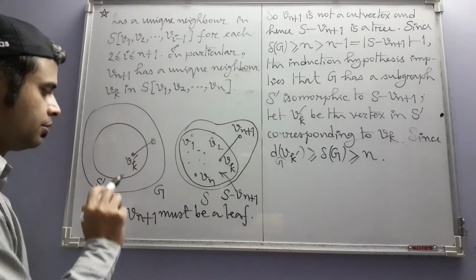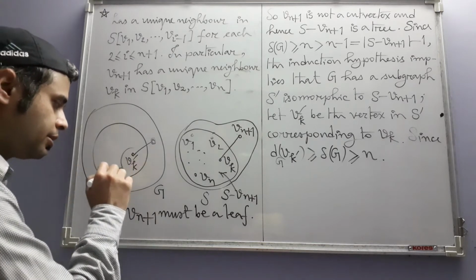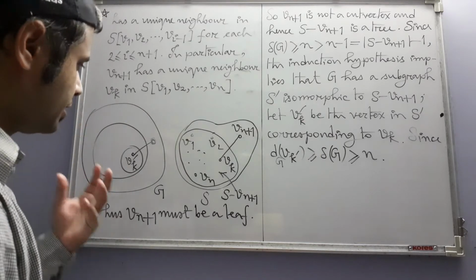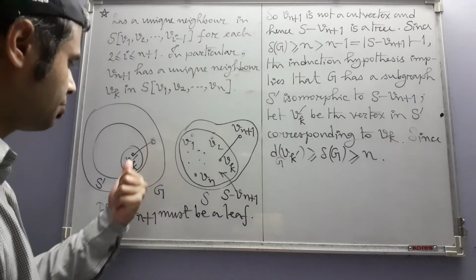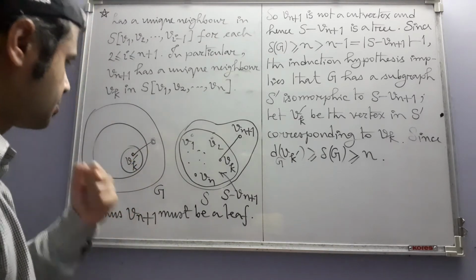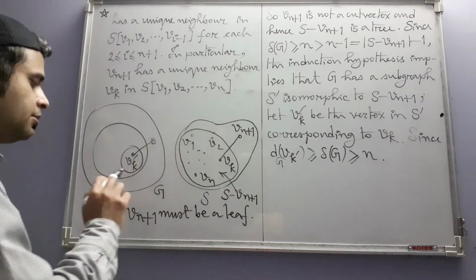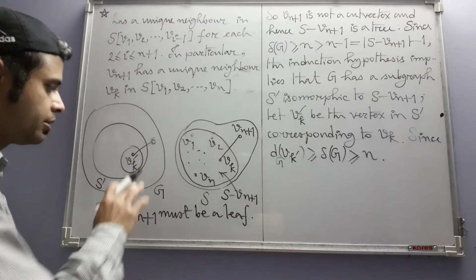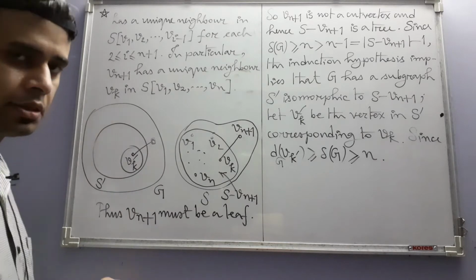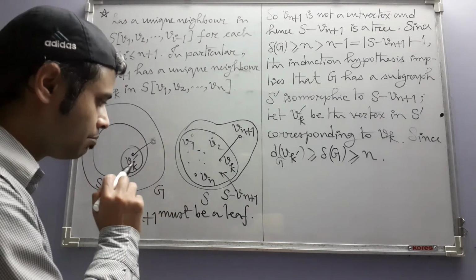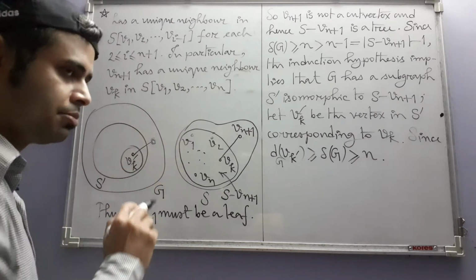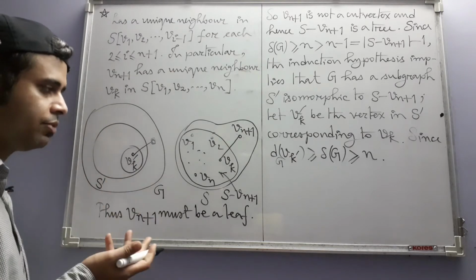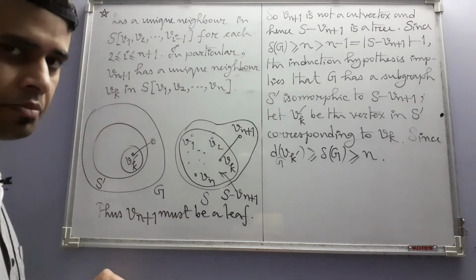Among those n vertices, Vk prime is one vertex. So what is the maximum degree Vk prime can have in S prime? What do you think? Since Vk prime cannot be adjacent to itself, there are no loops. So at most it can be adjacent to all the other vertices in S prime. How many other vertices are there? n minus 1, because the number of vertices in S prime is n. So in S prime, Vk prime can have degree at most n minus 1.